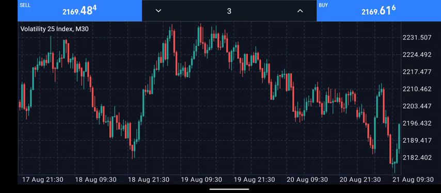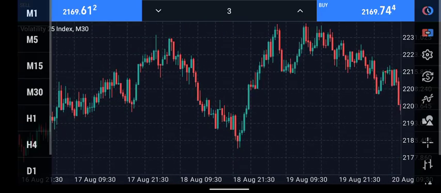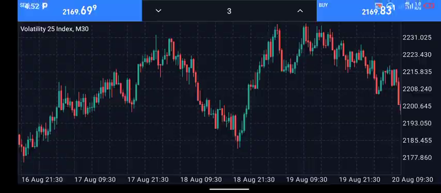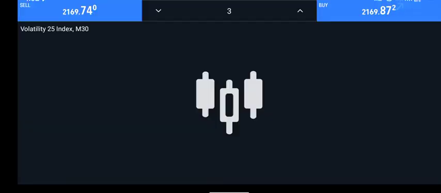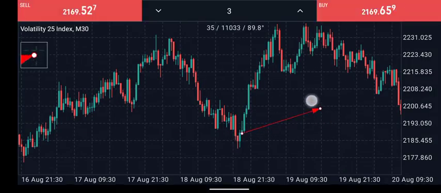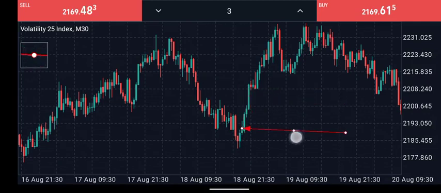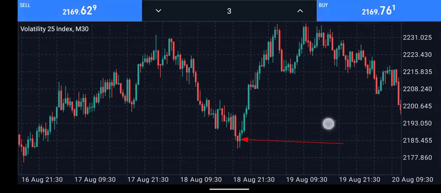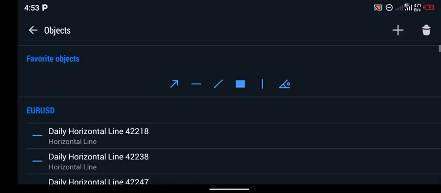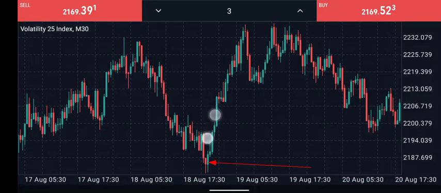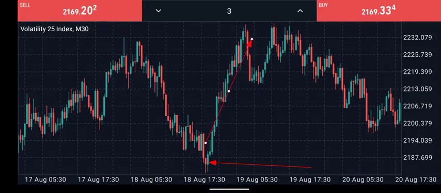Now, let me show you through a chart. I'm sure in this chart you're already seeing it. Let me just mark it. Okay, now if you look at this chart, I can boldly say that this is an order block. Why? Because this is the last red candle before what? A push to the upside. You can see it now. So this is an order block.